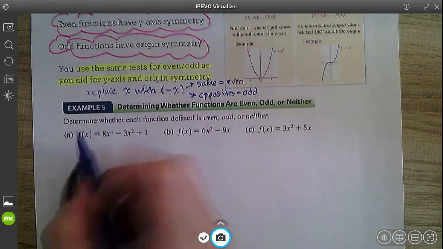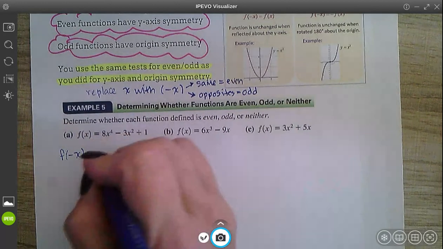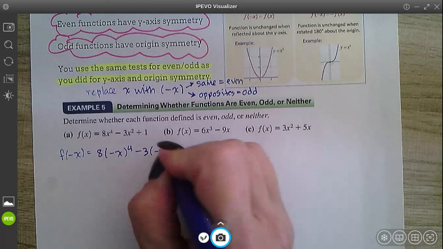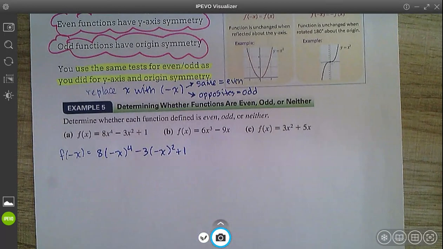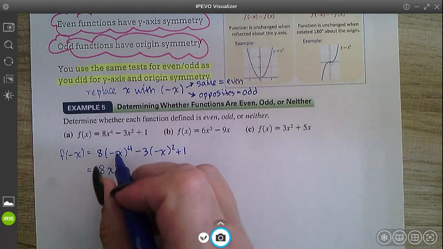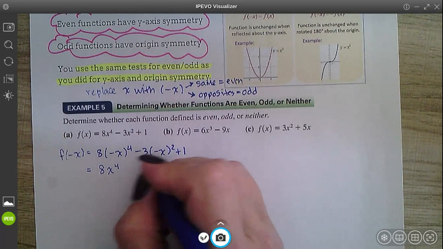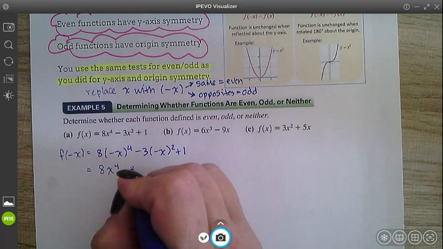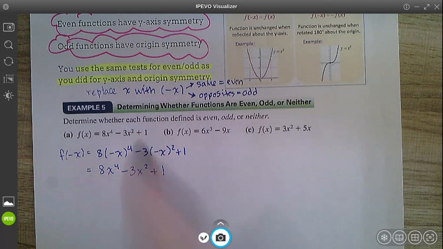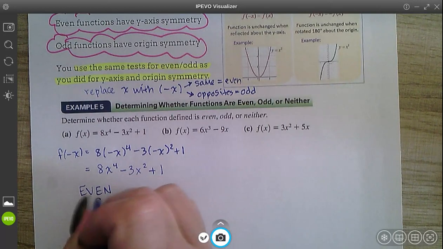Okay, so let's look at A. So I'm going to replace x with opposite of x. So I'll have 8 times opposite of x to the 4th minus 3 times opposite of x squared plus 1, which gives me 8x to the 4th, because an even number of negatives comes out positive. And then this will be negative 3 times x squared, so minus 3x squared, and then plus 1. So notice that that is the exact same as the original, so this is going to be an even function.